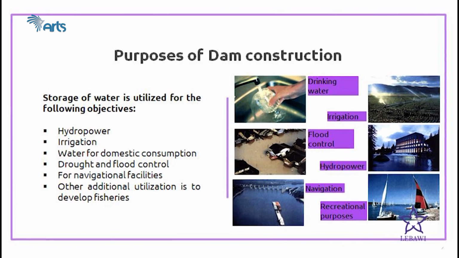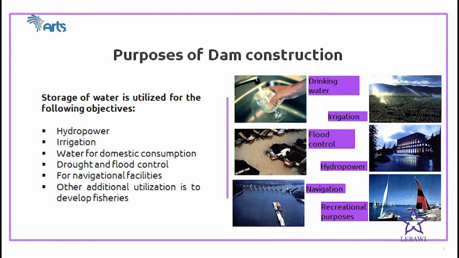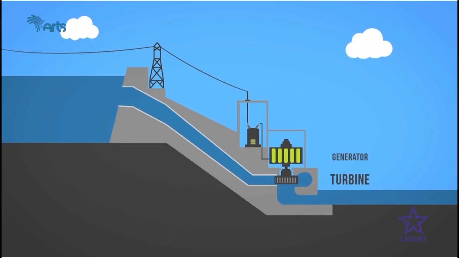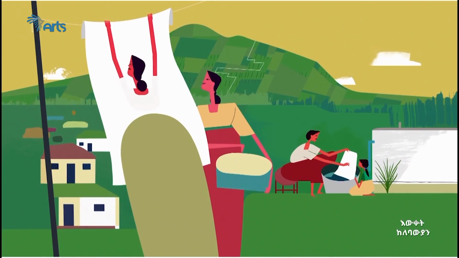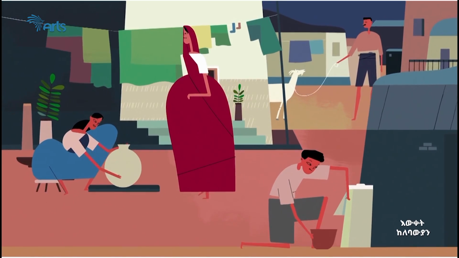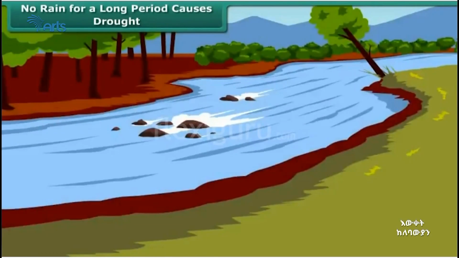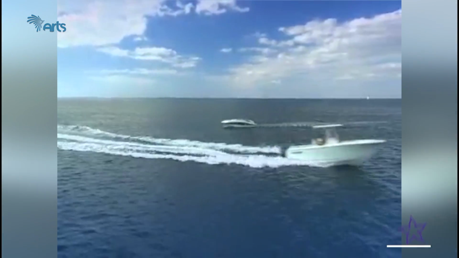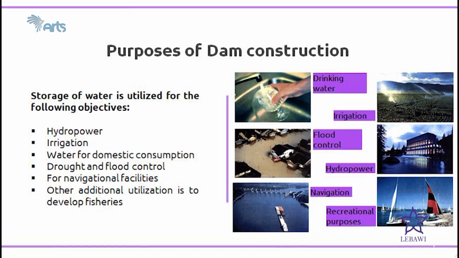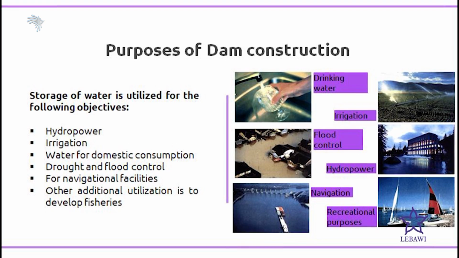Let's look at the purpose of dam construction. Storage of water is utilized for hydropower, for irrigation, for domestic consumption like drinking water, for drought and flood control, for navigational facilities, and other additional utilizations like developing fisheries and recreational purposes.